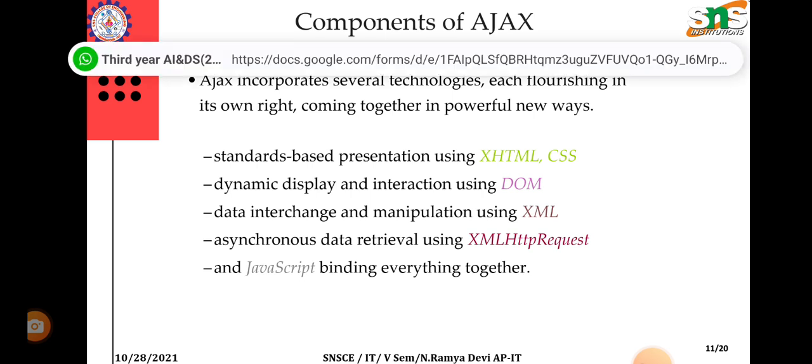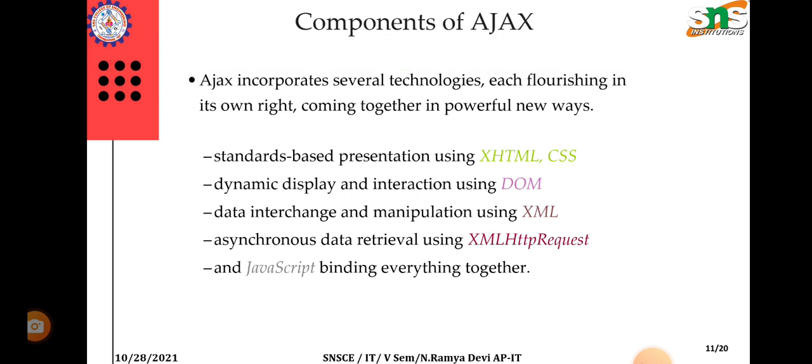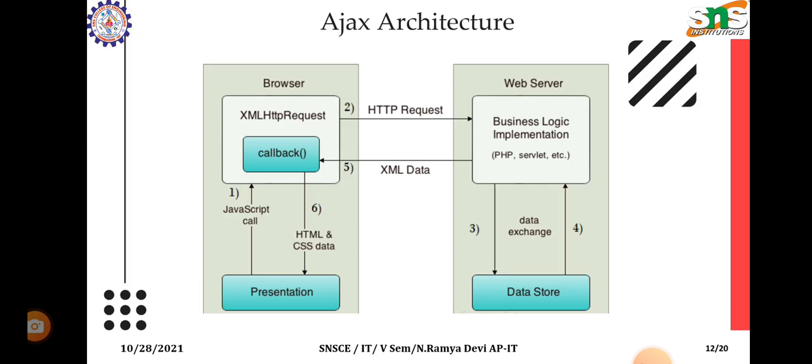It has JavaScript, XMLHttpRequest, data formats, Document Object Model, server-side technologies, event handling, and Ajax libraries and frameworks. So there is a standards-based presentation using XML, XHTML, CSS, and a dynamic display and interaction using DOM, data interchange and manipulation using XML, and asynchronous data retrieval using XMLHttpRequest, and JavaScript for binding everything together. So this is basically an Ajax architecture.